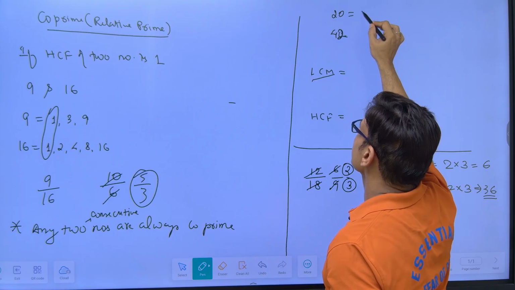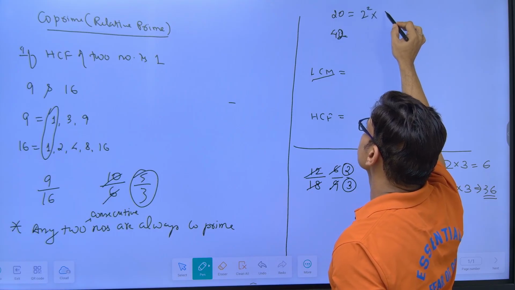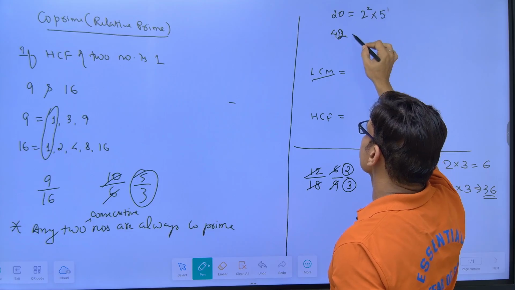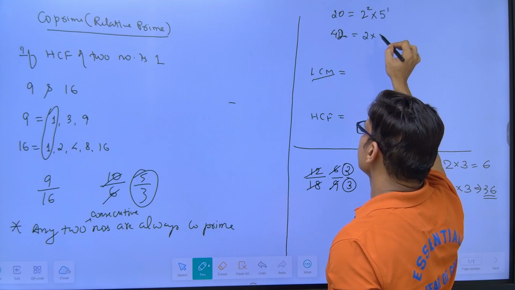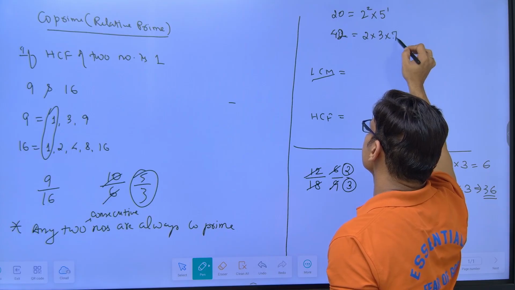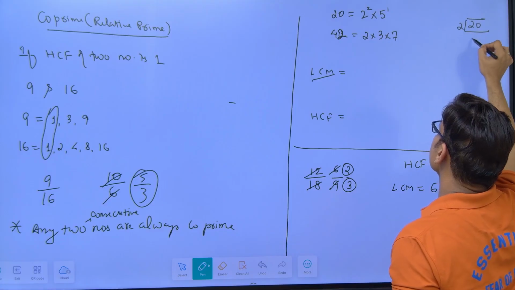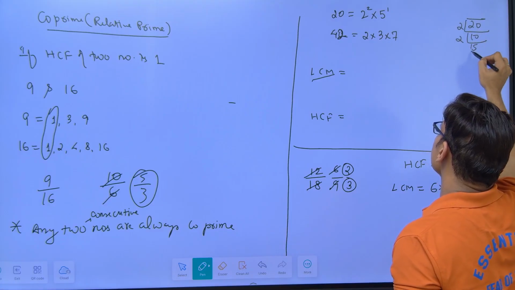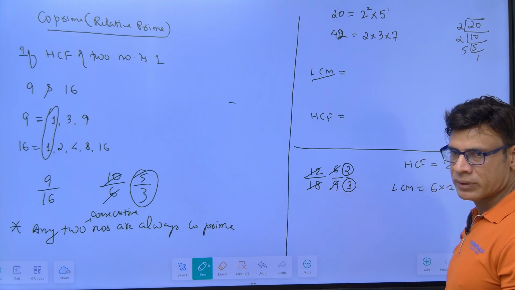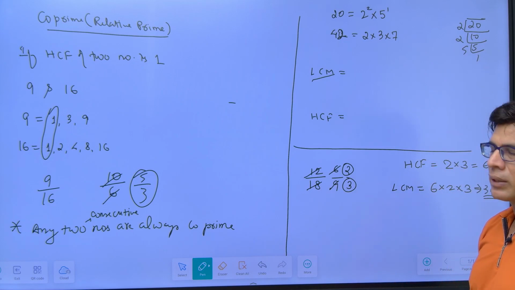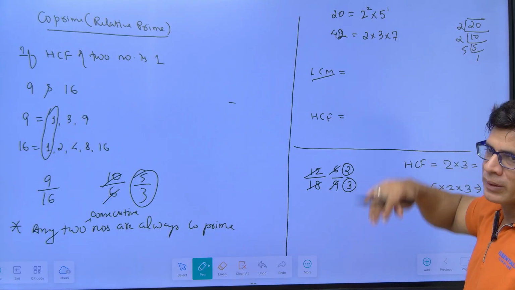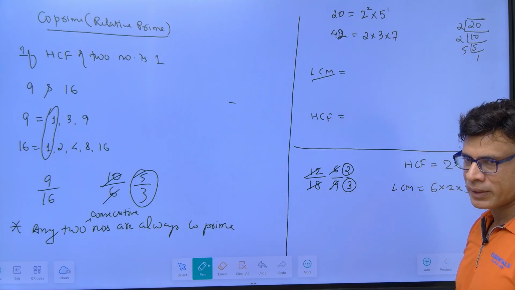20 and 42. 20 is what? 2 square into 5 raised power. 42 is what? 2 into 3 into 7. You know prime factorization, you have done this in smaller classes. 2 tens are 20, 2 fives are 10, 5 ones are 5. This is called prime factorization. I'm just doing it because I thought that you know this.